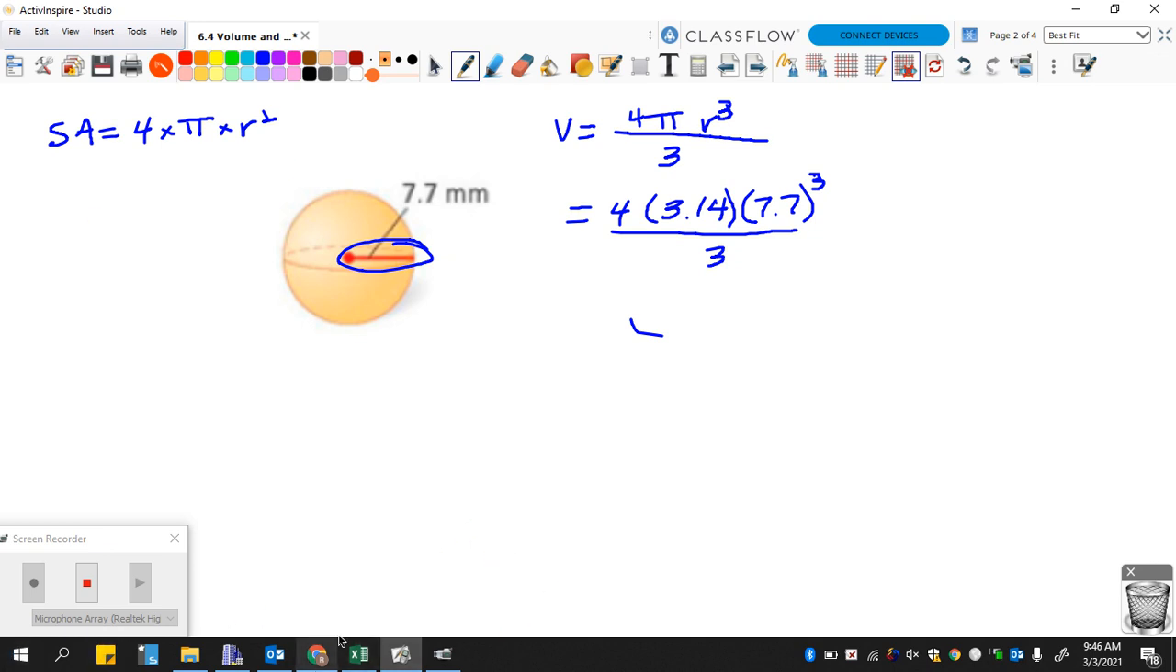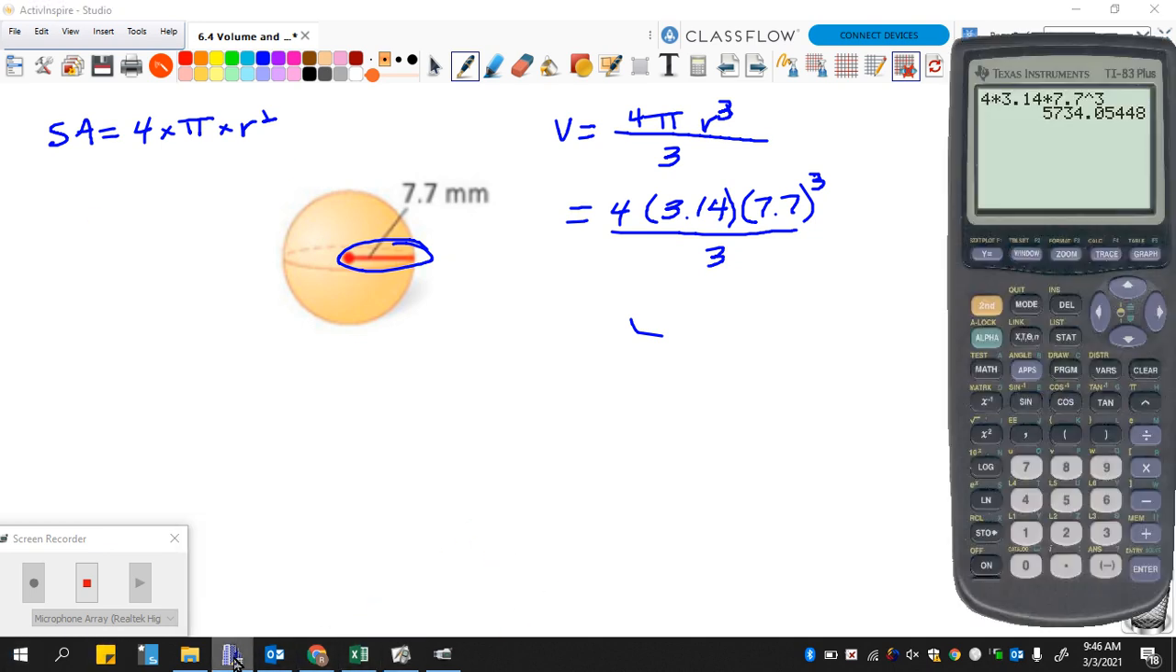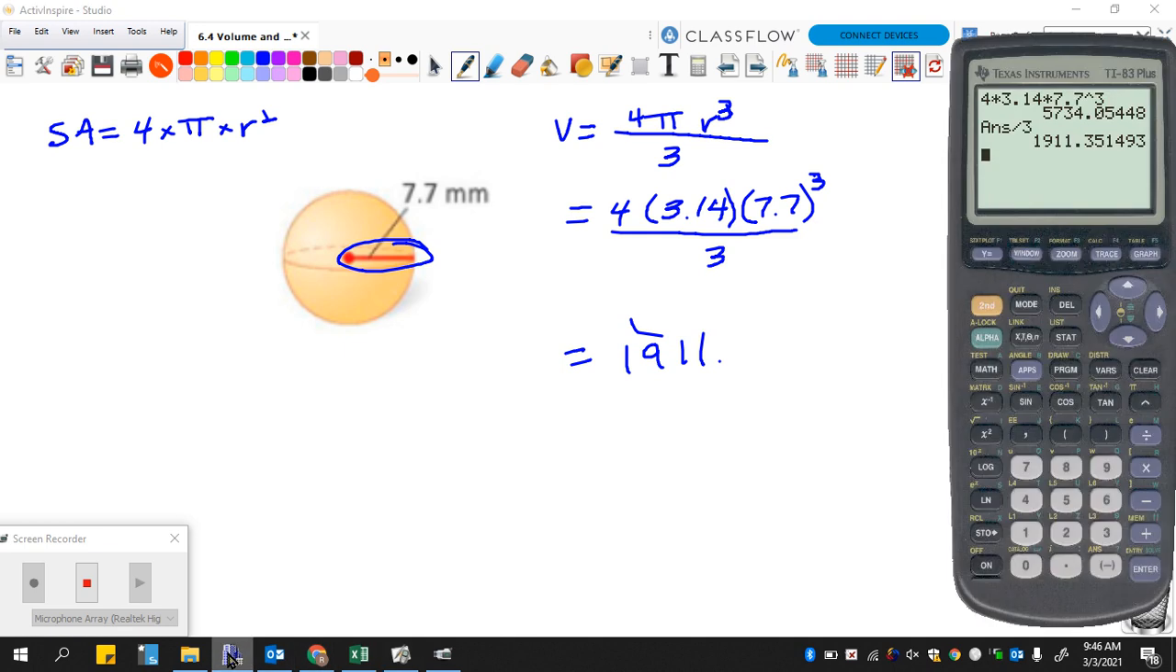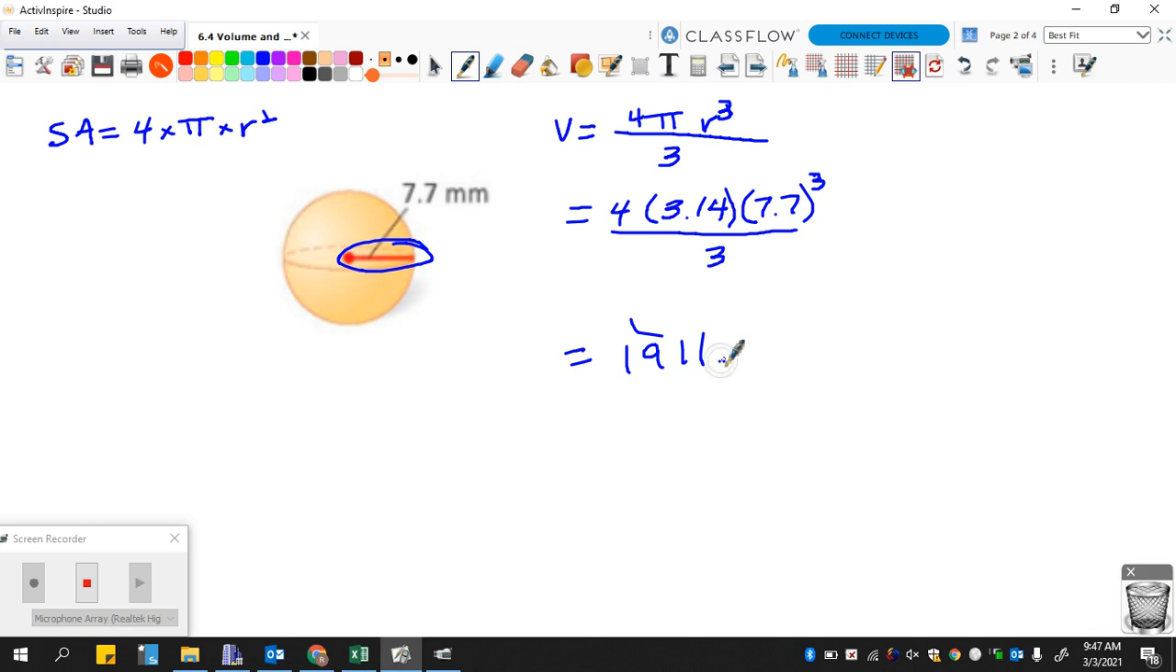All right, and then we're just going to take that and we're going to divide that whole thing by 3. All right, and we end up with 1,911.351439. We're going to round it off to 2 decimal places, so 1,911.35.